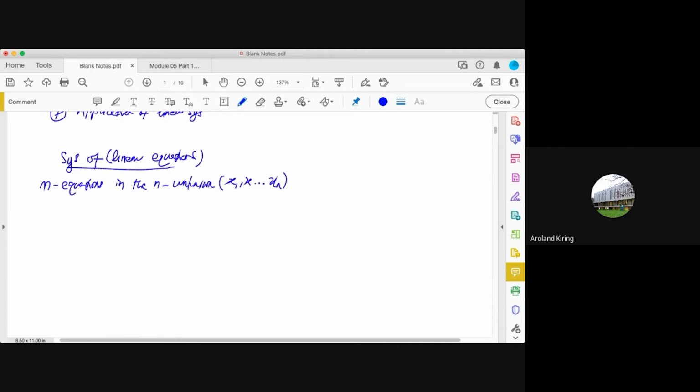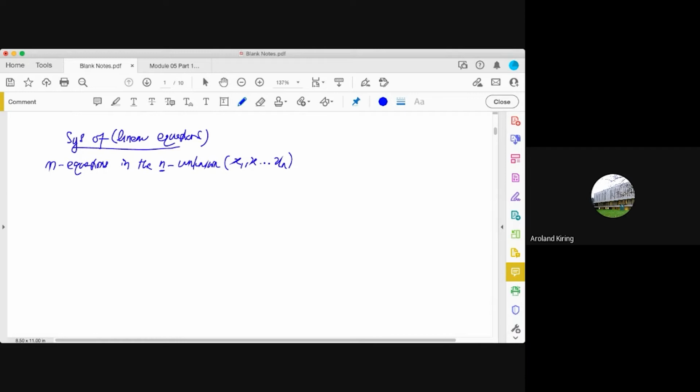If we have this kind of situation where we have m equations in the n unknowns, the n unknowns refer to how many x you have. So you can write this as a set of linear equations. For example, let's say we have our first equation. I'm going to write it as a11 x1 plus a12 x2 plus so on until we have a1n xn equal to b1.